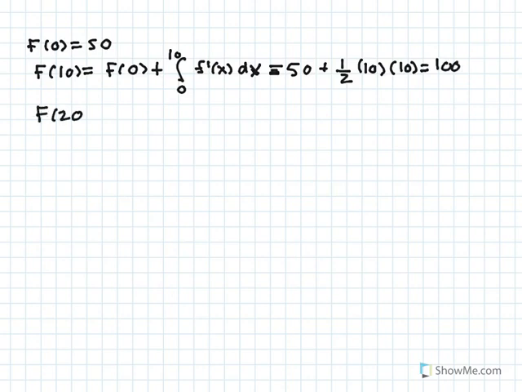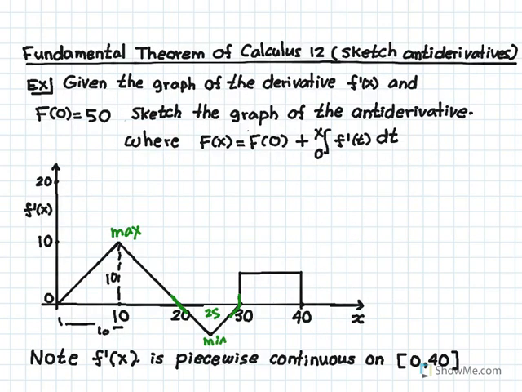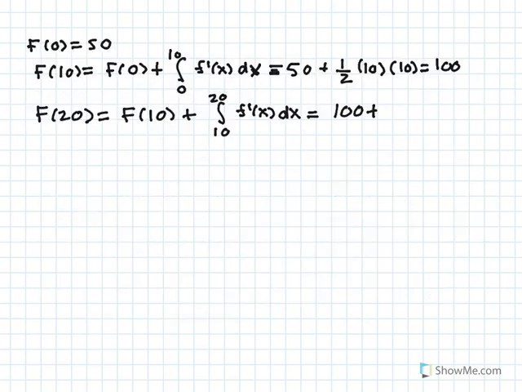Capital F of 20 is going to be capital F of 10 plus the integral from 10 to 20 of f prime of x dx. Capital F of 10 is just the previous value, that's 100. The integral from 10 to 20 is the area of this triangle, which is just 1/2 the base times the height. So 1/2 of 10 times the height of 10, that's another 50. So that's 100 plus 50, which brings us to 150.